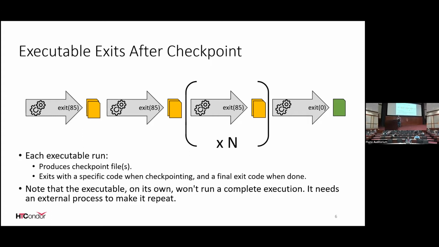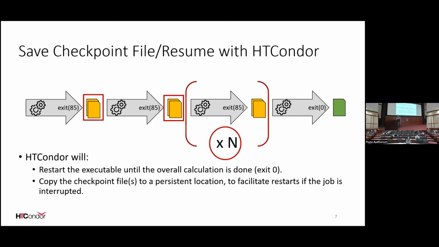We will only be using a single checkpoint file again for simplicity. So it exits with a specific code when it checkpoints, and a final exit code, hopefully 0, meaning everything is okay when it's done, and produces this green result file. On its own, the way the requirements are written, the executable will never finish. It will get to the end of the first checkpoint and just stop. So there needs to be an external process, and Condor is that external process that restarts it at these intervals, so that it can finish.